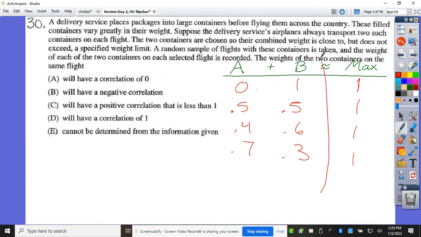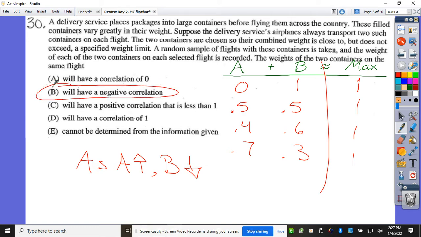Alright, so let's now look at this. As my A numbers get bigger, so I go from 0 to 0.4 to 0.5 to 0.7, what happens to my numbers in B? Smaller. Which means what? They have a negative correlation. As one gets bigger, the other one gets smaller. That is a negative correlation.